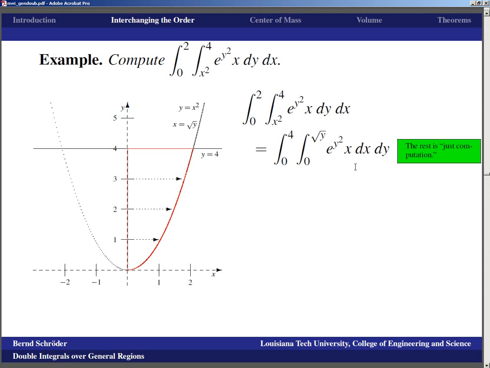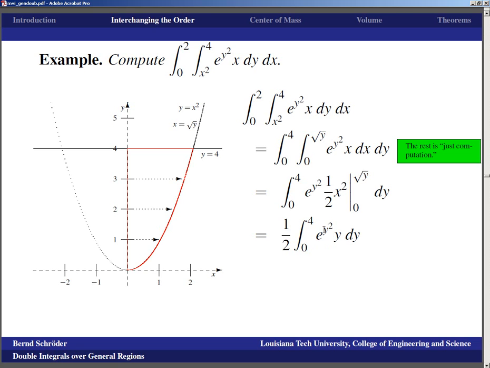Here the rest is computation. Well, look, e to the y squared does not depend on x, so I can just integrate and I get that the outer integral stays with us, integral 0 to 4 dy. E to the y squared, of course, is just a constant with respect to an integral in dx, and the antiderivative of x is 1/2 x squared. If we go from 0 to square root of y, at the lower bound we get 0, at the upper bound square root of y quantity squared is y. So we end up with a factor of 1/2, and then the integral of e to the y squared times y. 1/2 integral 0 to 4 e to the y squared times y, just as I said.